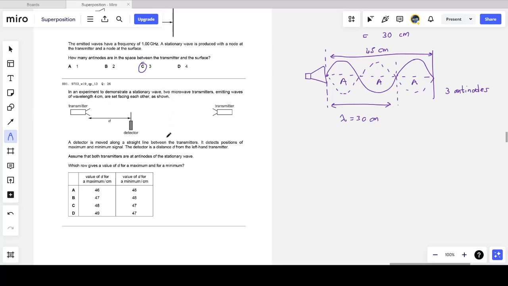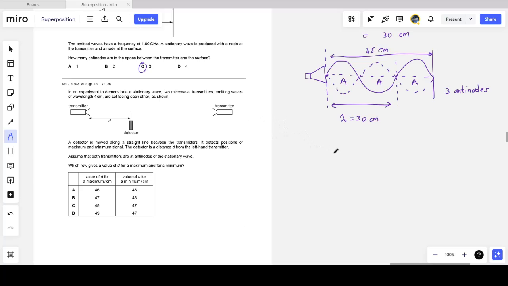each other as shown. A detector is then moved along a straight line between the transmitters. It detects positions of maximum and minimum signal and is a distance d from the left-hand transmitter. We have to assume that both transmitters are at antinodes of the stationary wave, and we want to know which row gives a value of d for a maximum and for a minimum.